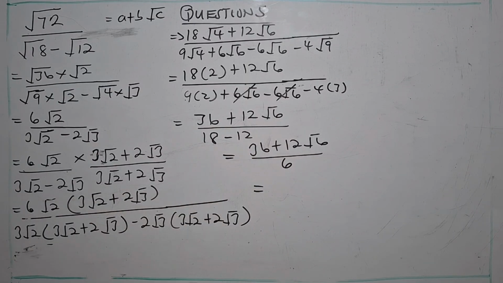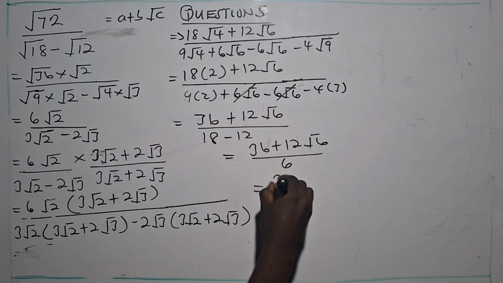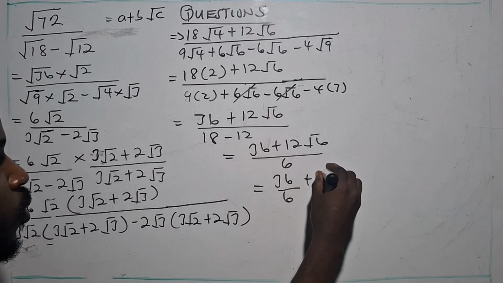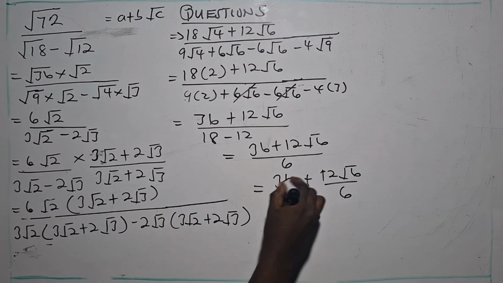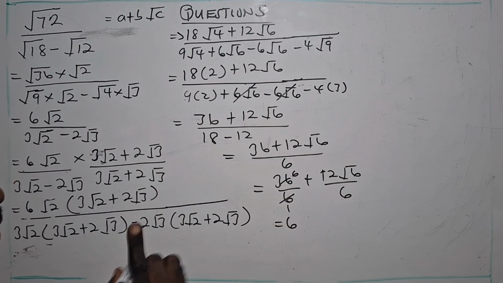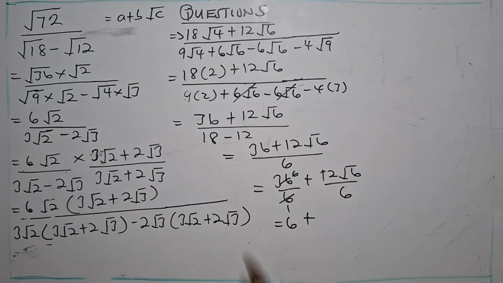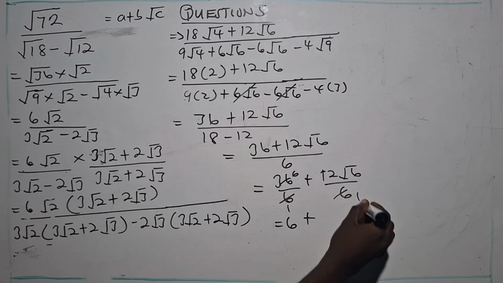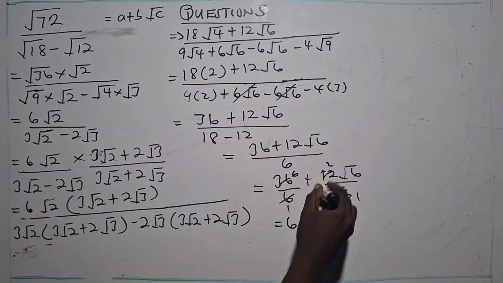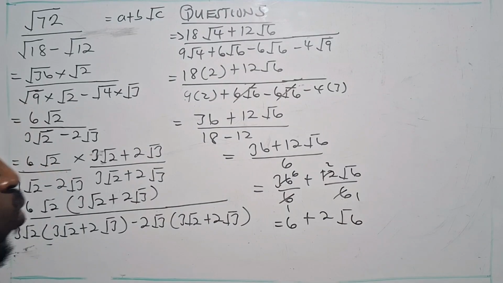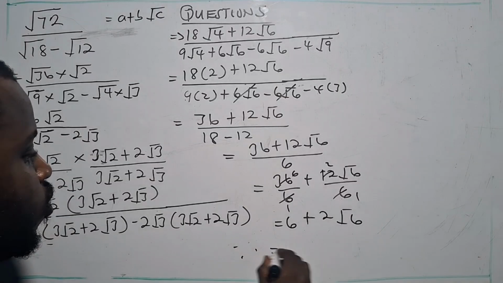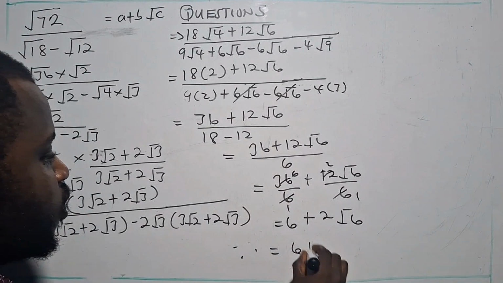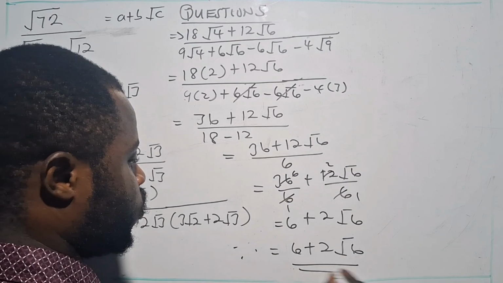Now these two are sharing one denominator, so you can separate them. 12 root 6 on 6. So 6 will divide here 1, this will take here 6. So this one has given me 6. Plus this, and these are whole numbers. Yes, they are whole numbers. So this can also divide here 1, divide here 2. So this has given me 2 root 6. So therefore, my final answer is 6 plus 2 root 6.